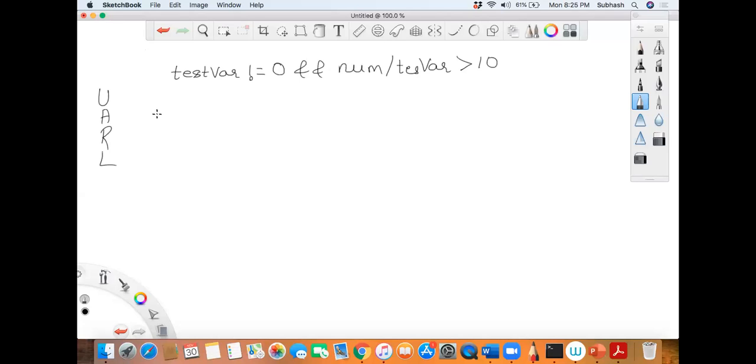Now, which one should I evaluate first? Divided by, yes or no? Naresh, yes or no? Yes, sir. Then what is the num value? Num value is 5. And what is the test var value? 0, sir. So 5 divided by 0 should give you what? A runtime error, yes or no?